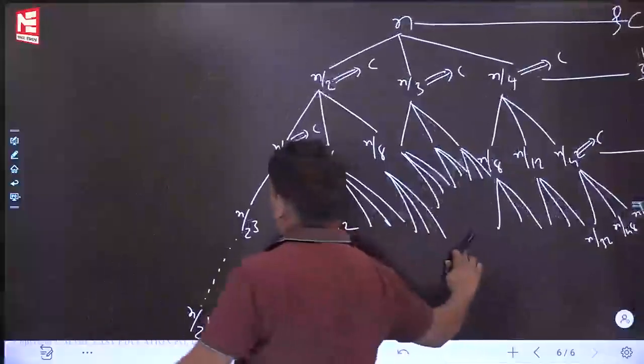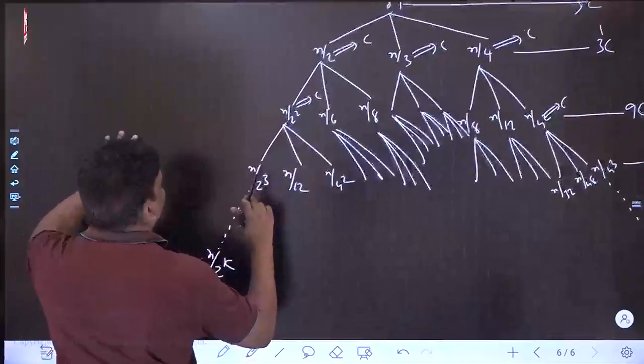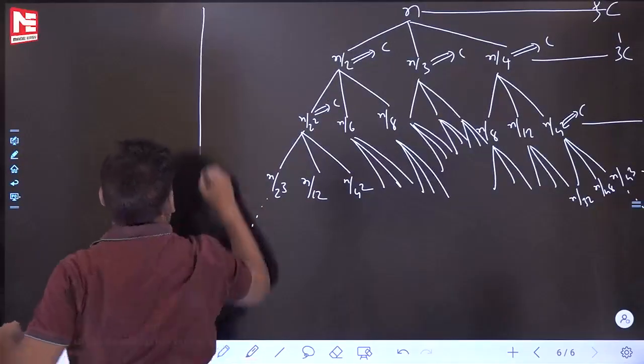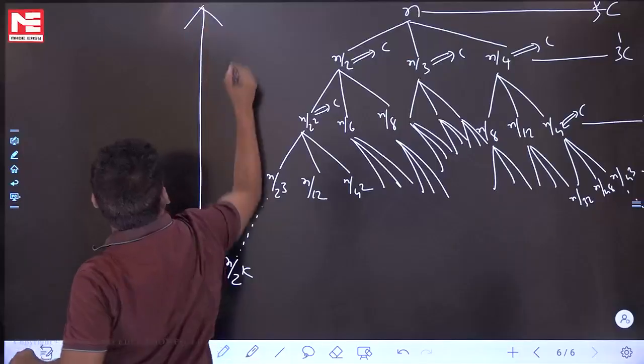Now, can you help me? What is the left height? You only say, what is the left height? Same. If you always divide by 2, by 2, by 2, you know very well. What is the k value? Log n base 2.